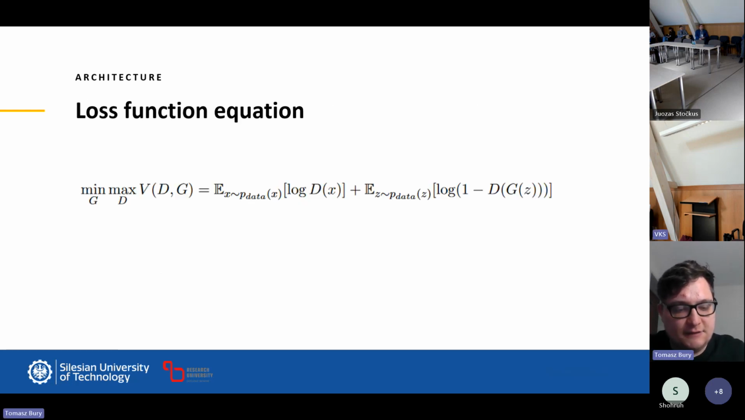And the loss function used in generative adversarial networks in general is defined as follows: minimize over G, maximize over D, V of D and G equals the expectation with respect to x sampled from p data of x of log D of x, plus the expectation with respect to z sampled from p of z of log 1 minus D of G of z. In this context, G of z is the generator and D of x is the discriminator. The discriminator tries to maximize the function V of D and G, while the generator G of z minimizes this function, leading to a min-max relationship.